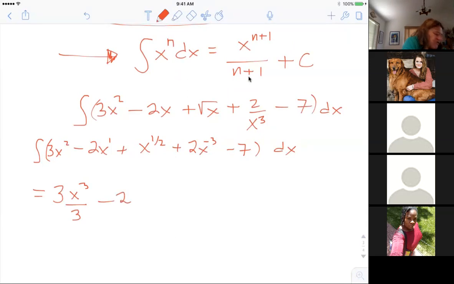The next one's -2 times something. Everybody look at it. What's the antiderivative of x to the first going to be? 1 plus 1. 1 plus 1 is 2, so it'll be x squared, and I'll put it over a 2.